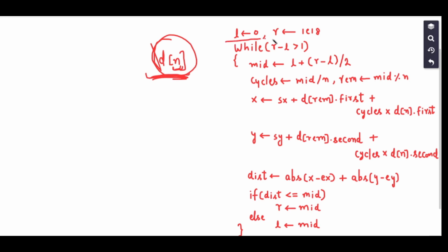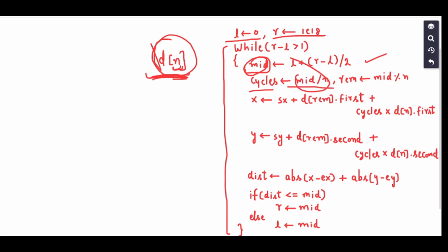Now let's initialize 2 boundaries, left boundary and right boundary, and perform the usual binary search. Find the middle element, find the number of cycles. That means I'm just guessing the number of days which the ship will take to reach the destination. Now in those days, I am calculating the number of cycles of this forecast string that I have to make. Let's say the forecast string is something like urll, and the days are, let's say, 9.